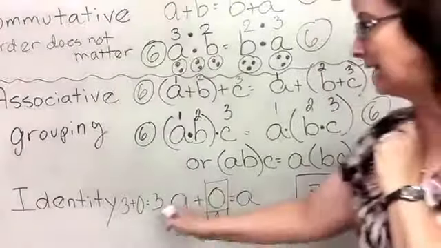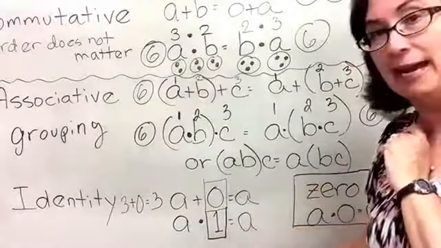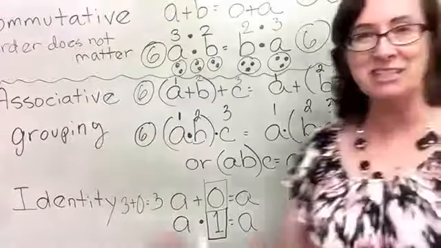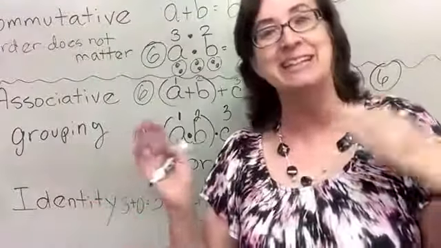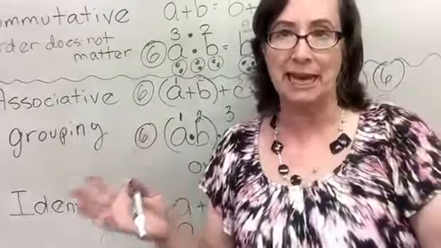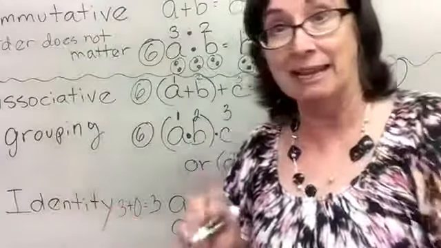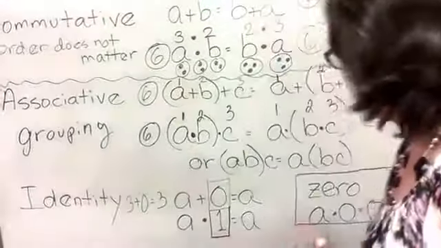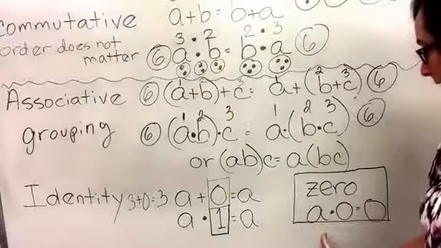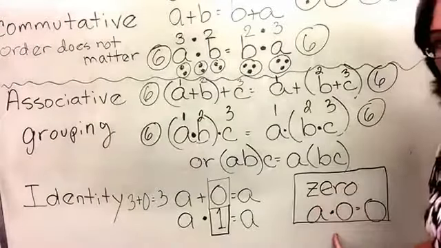Okay, so this is the identity property of addition and multiplication. And these are things you know are true already. You already know they're true, but we're putting names to them now. And the last little property here is the 0 property. Okay, this is the 0 property of multiplication.